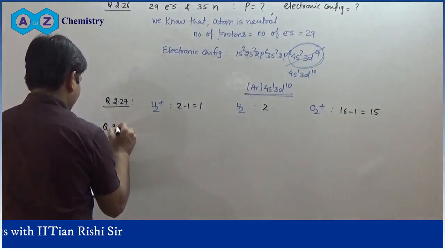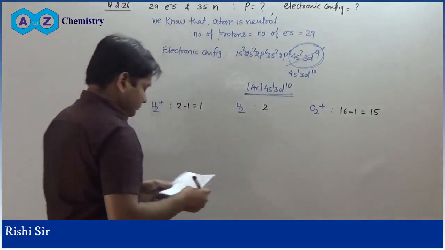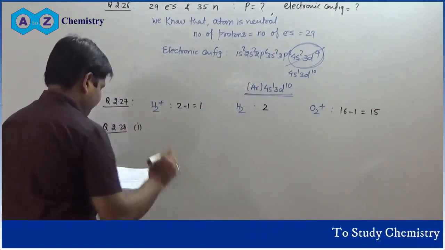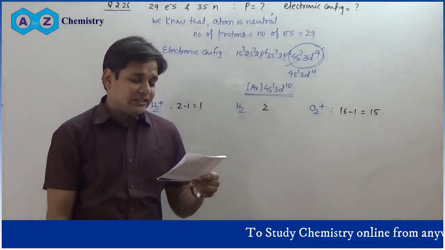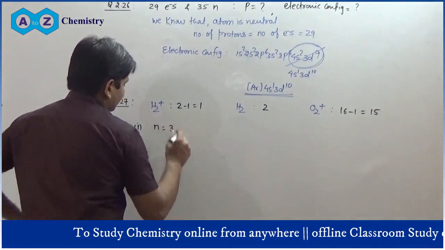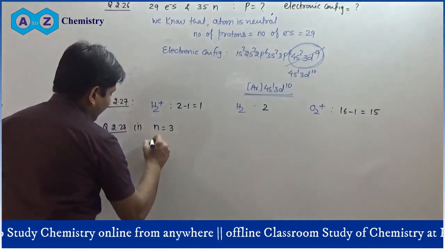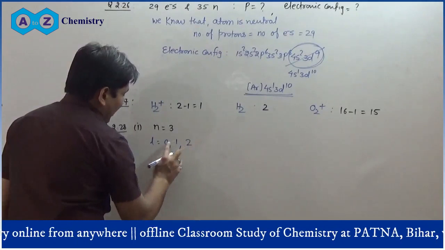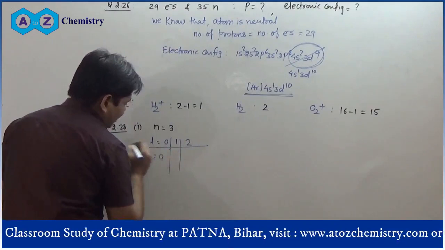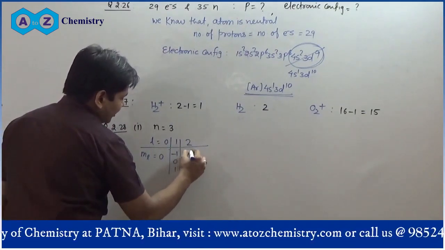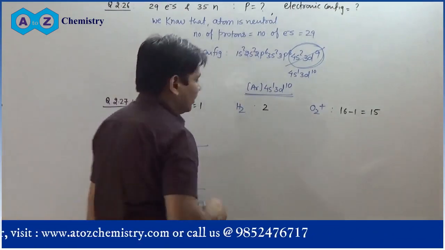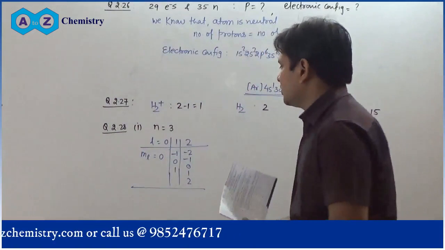Question number 2.28. There are three parts here. First part is an atomic orbital has n value 3. What are the possible values of l and ml? n value is 3, so we have to calculate l and ml. l is equal to 0, 1, 2, and for ml you can see that ml values for each l will be from minus l to plus l. So these are the set of values of n, l and ml for n = 3. You can easily see that.